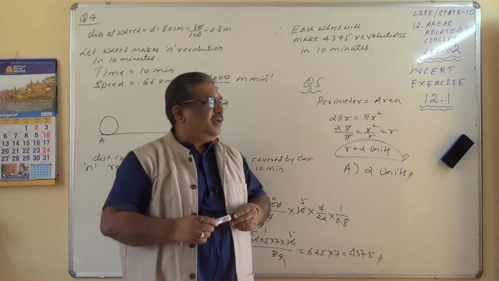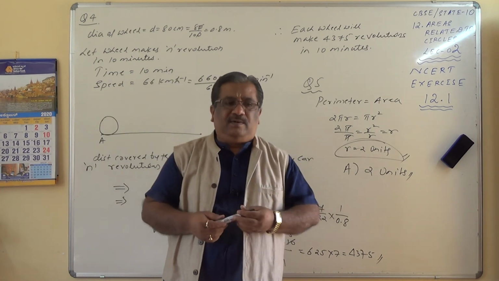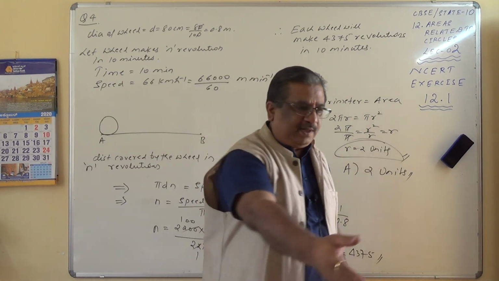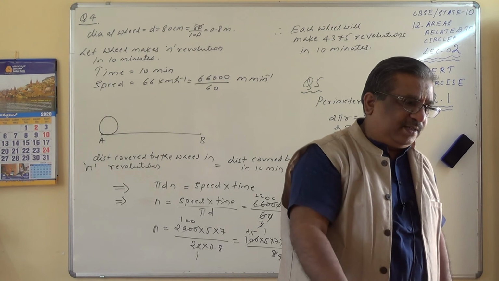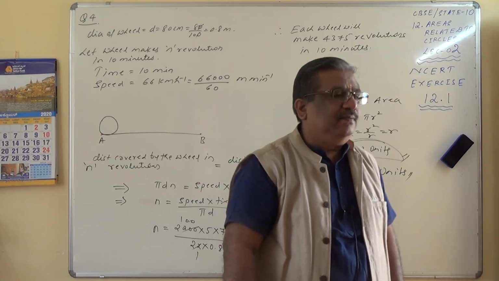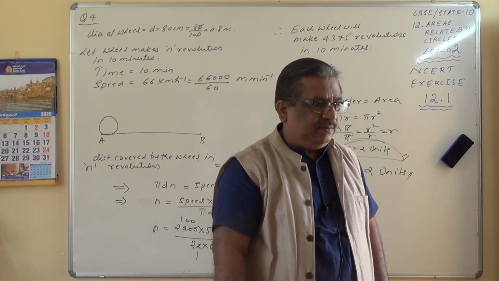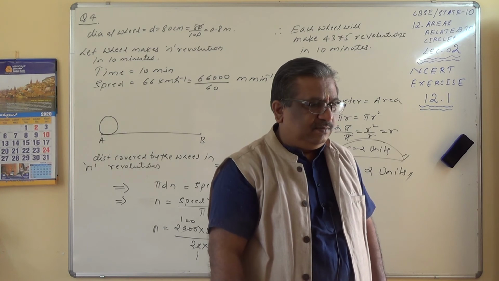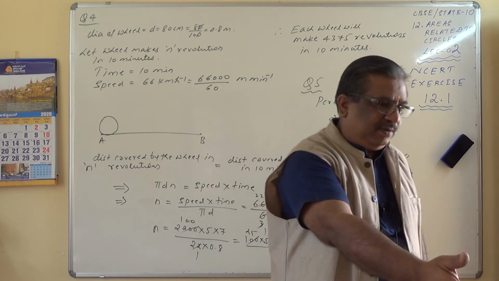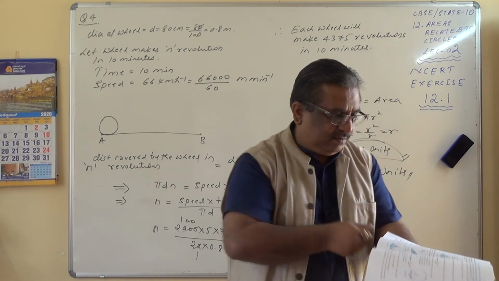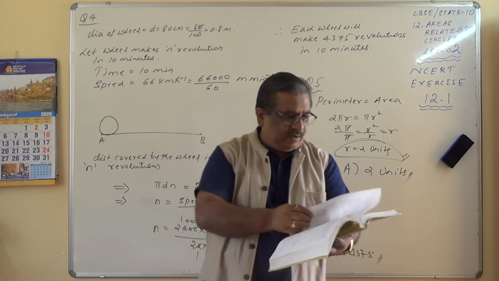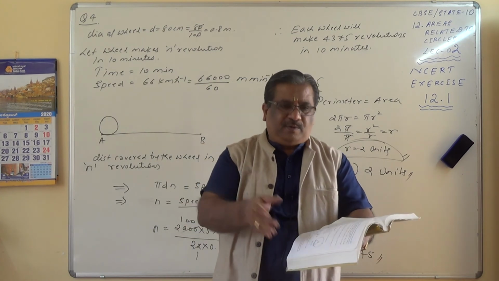So we completed all the sums of exercise 12.1. Now we are left with some, let me check the textbook. Give me the textbook first. How many exercises, how many things are there? Let us check it. Can you give the book? Of course, theoretical portions we have covered.